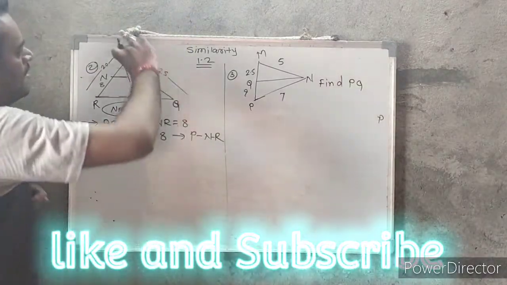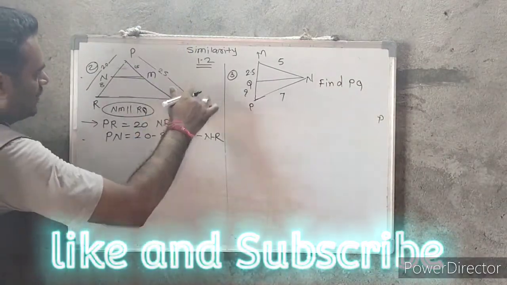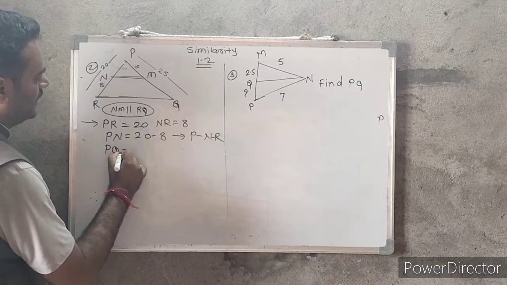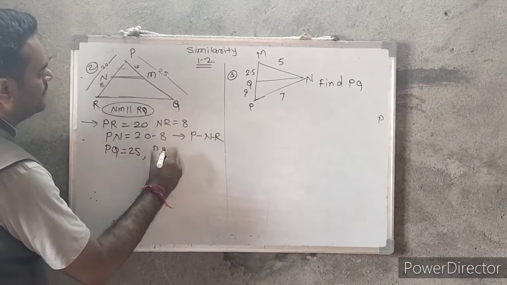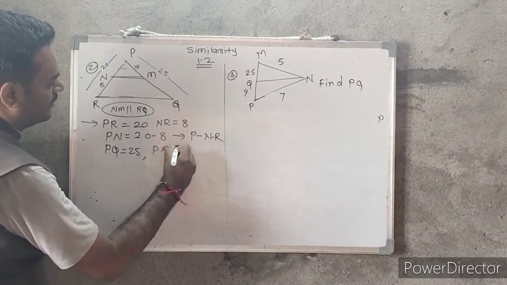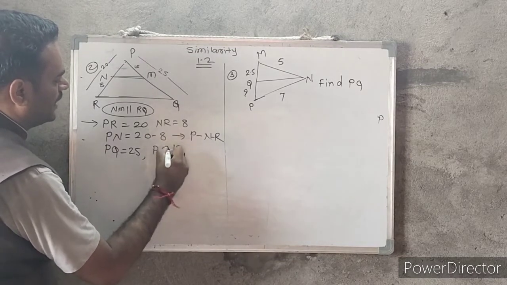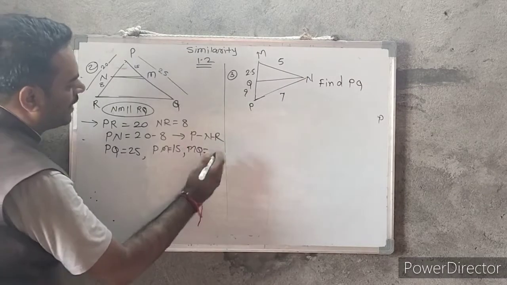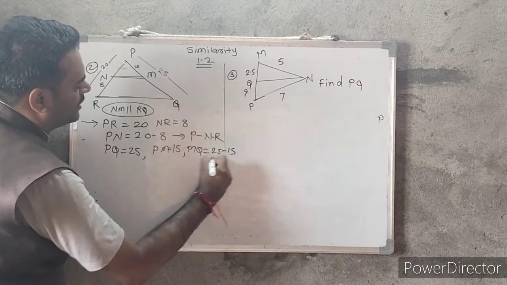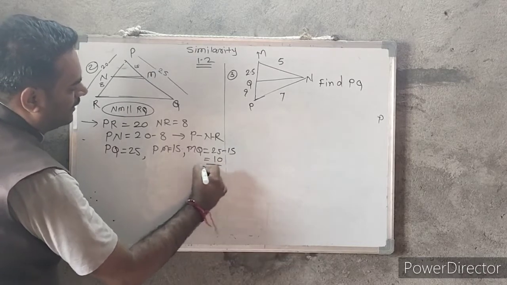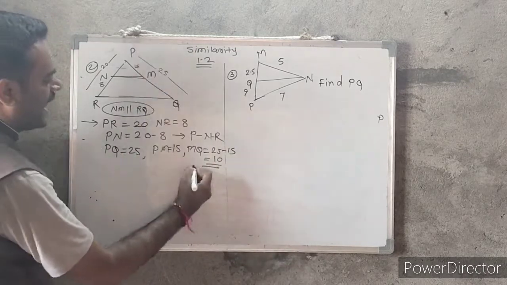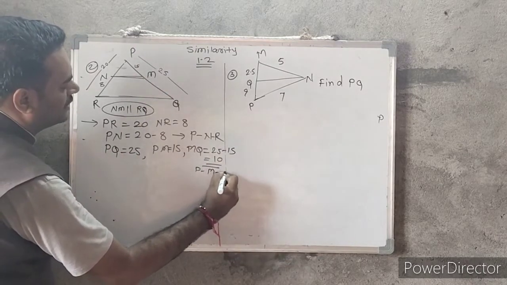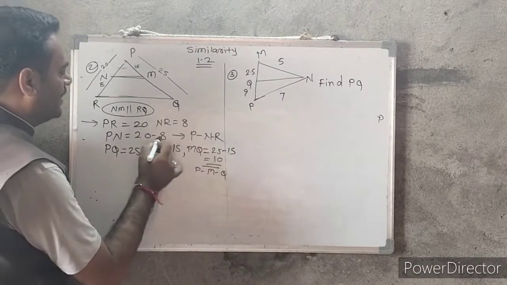Now here PM is 15, total PQ is 25. So you may write that PM is equal to 15, MQ is equal to how much? MQ is equal to 25 minus 15, that will be 10, because P-M-Q are collinear, that is the reason. So we find those values.